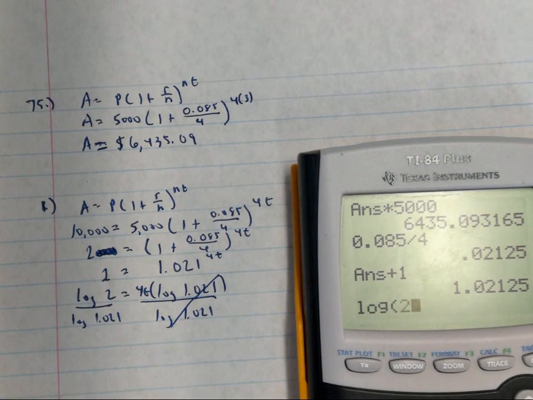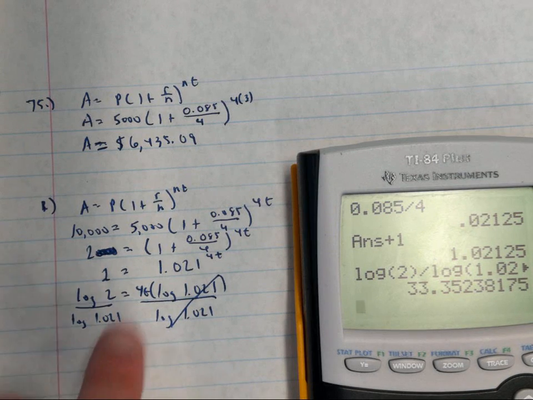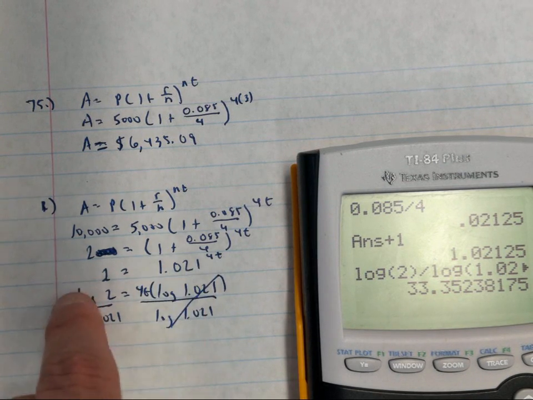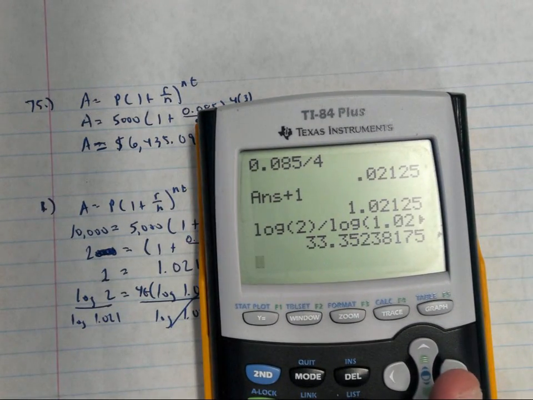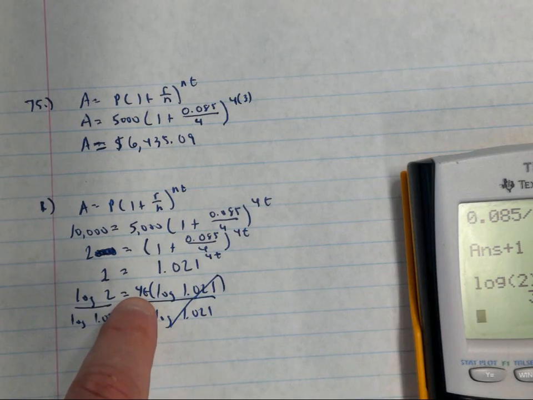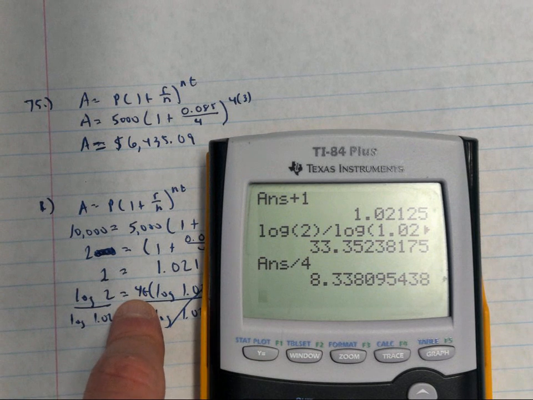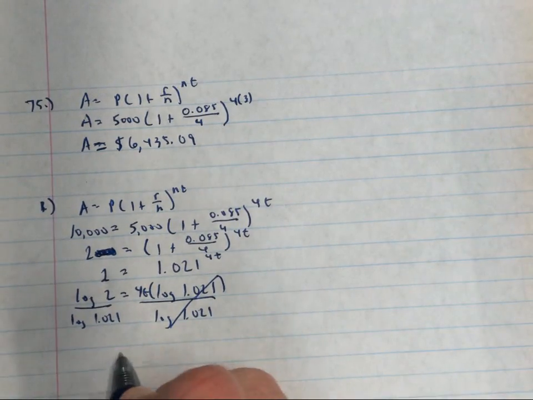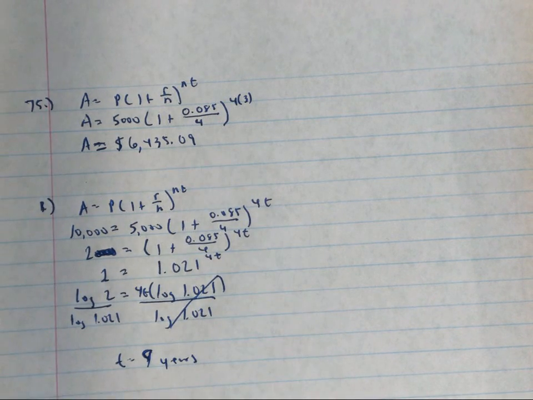So log of 2 divided by log of 1.021. The reason I can do that, guys, is that it's exponential. I can't get the bases to be the same, so I have to take the log of both sides. And I get 33.35 blah, blah, blah. Then I'm going to divide by what right here? What's left? I divide that by 4. I get 8.3. So you could put 8.3 years, or how many years would it have to take? 9. I'll take either one of those. It'll take at least 9 years for it to double.